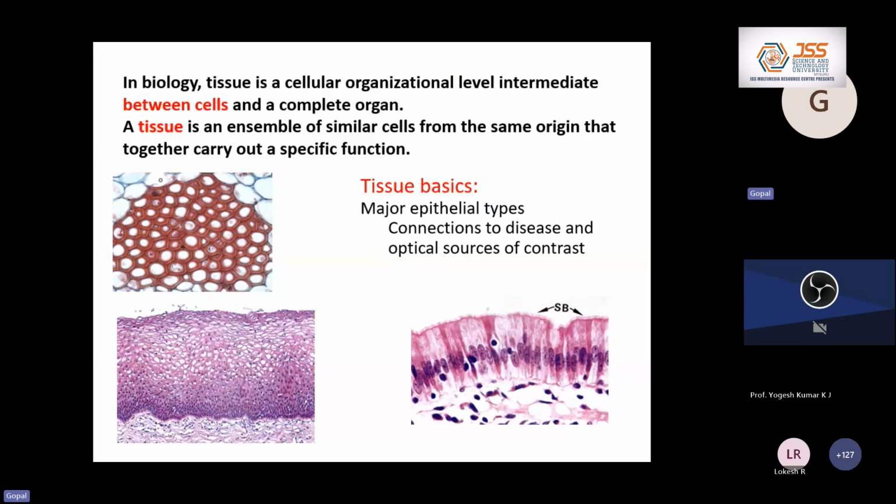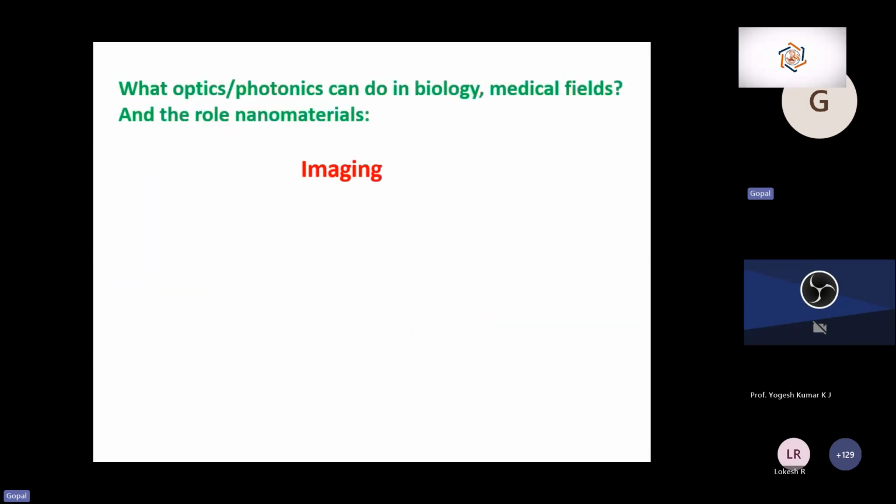Cells basics, tissue basics. In biology, tissue is the cellular organizational level intermediate between cells and the complete organ. Tissue is an ensemble of similar cells from the same origin that together carry out specific functions. Now, what you need to know is what photonics can do in biology, in medical fields, and the role of nanomaterials. This is where you can use the nanomaterials.